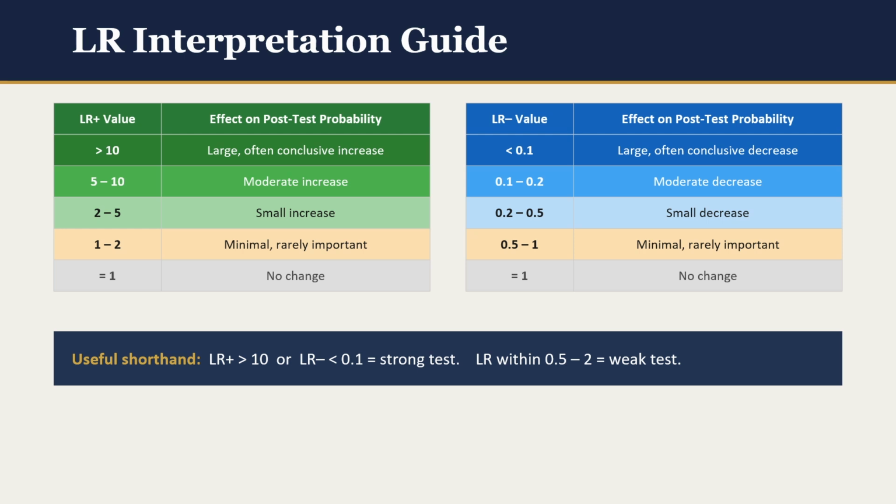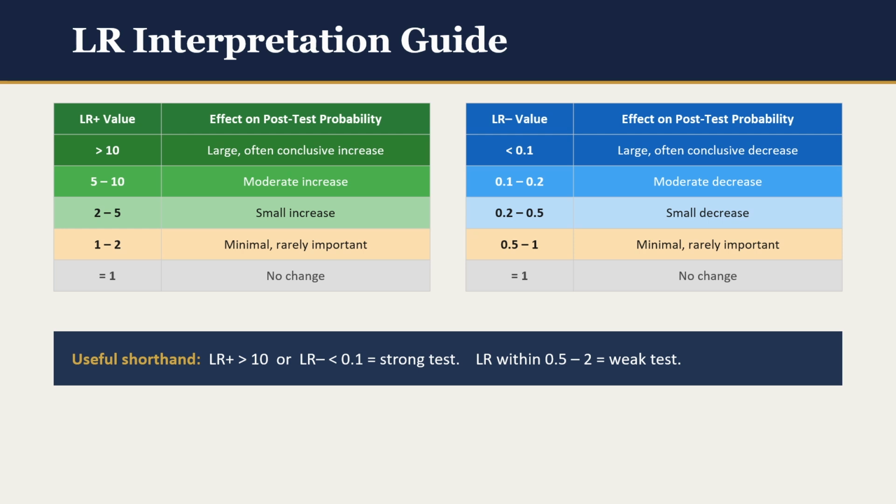Values between 2 and 5 produce a small but real increase. Values between 1 and 2 are barely worth noting. The test isn't adding much information with a positive result. For the negative likelihood ratio, values below 0.1 produce a large, often conclusive decrease in probability. These are the tests where a negative truly rules something out.